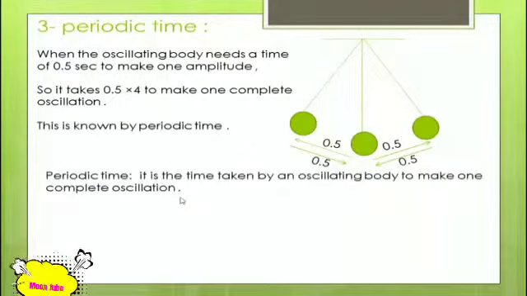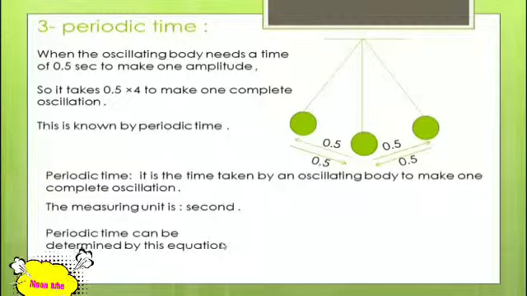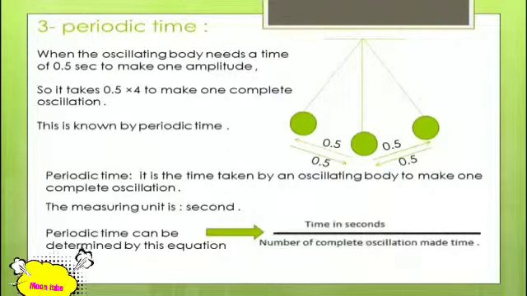So periodic time is the time taken by an oscillating body to make one complete oscillation, and the unit used is the second. We can determine the periodic time by using another equation: time in seconds divided by the number of complete oscillations. So if we have the total time in seconds taken by the oscillating body to make a fixed number of complete oscillations, we can determine the periodic time.